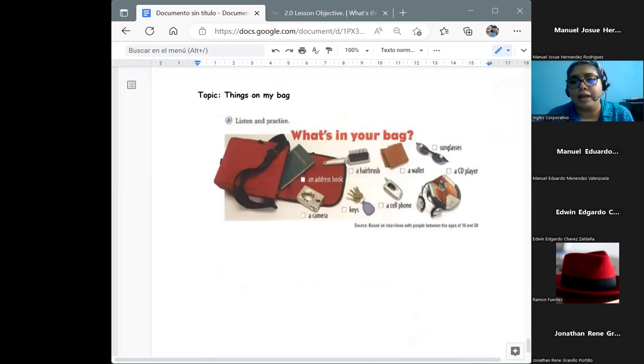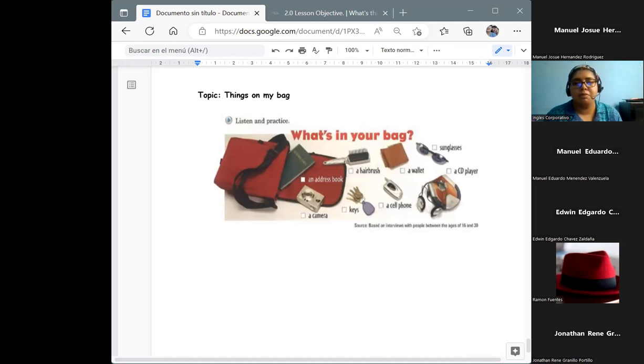The question: what is in your bag? ¿Qué hay en tu maleta, en tu cartera, en tu mochila? And we have some examples here. We have an address book, un libro, un cuaderno donde anotamos direcciones. But in real life it is kind of different because now we have cell phones, smartphones, in which we search for the information, and it's easier for us to have that kind of information on our cell phones than in an address book. Toda la información básicamente nosotros la andamos en nuestros teléfonos.